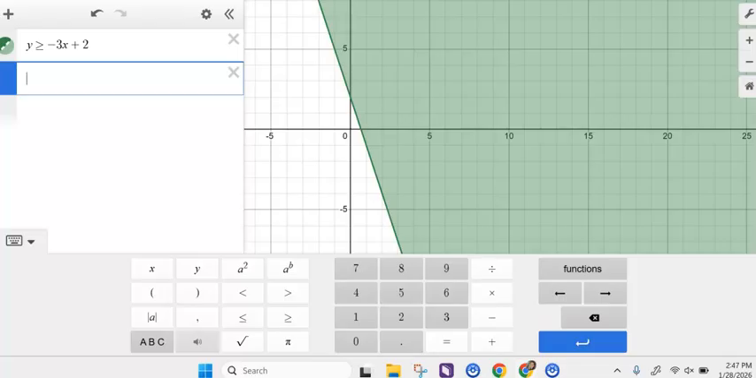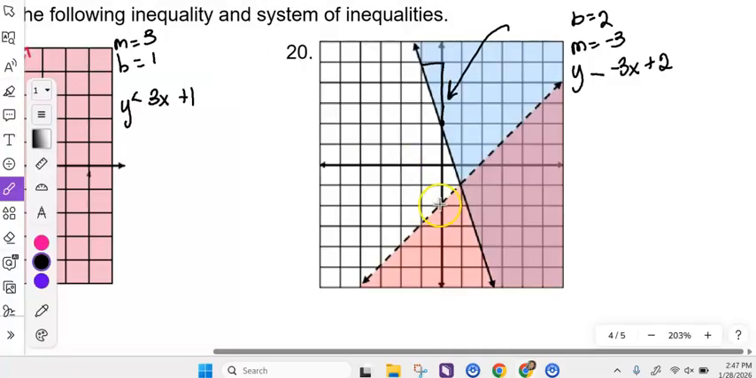And then the second one here, it crosses approximately at the -2.